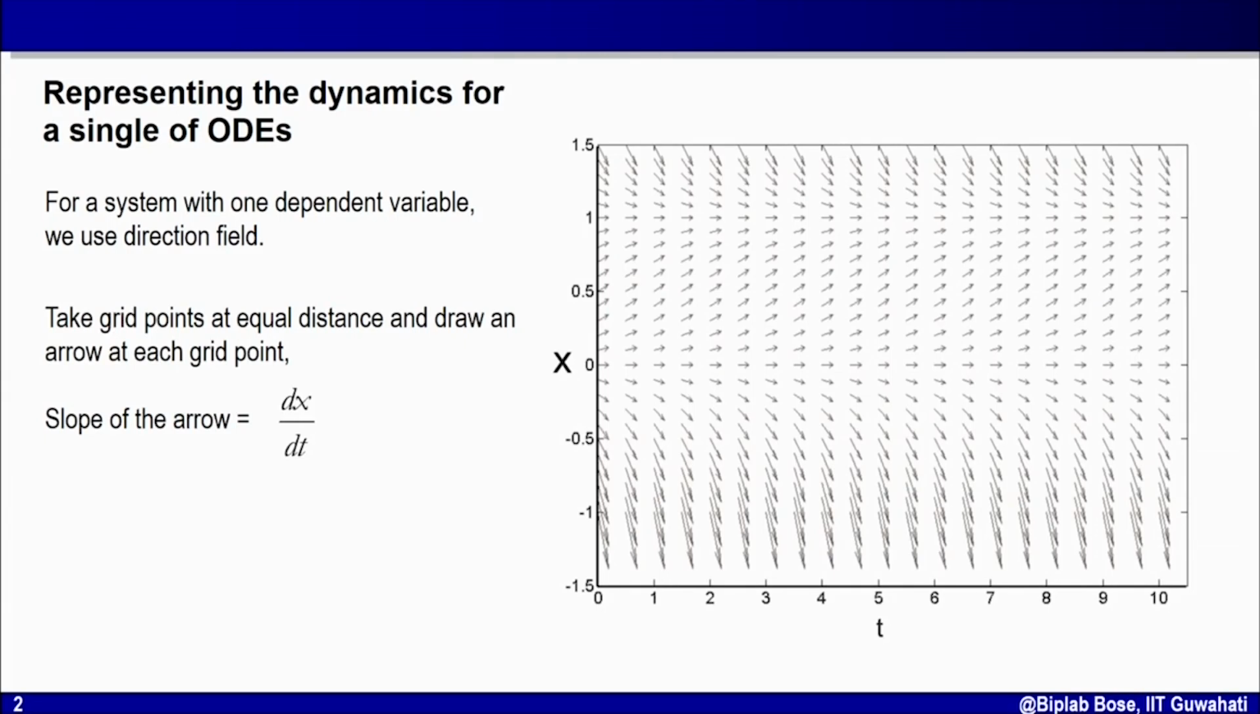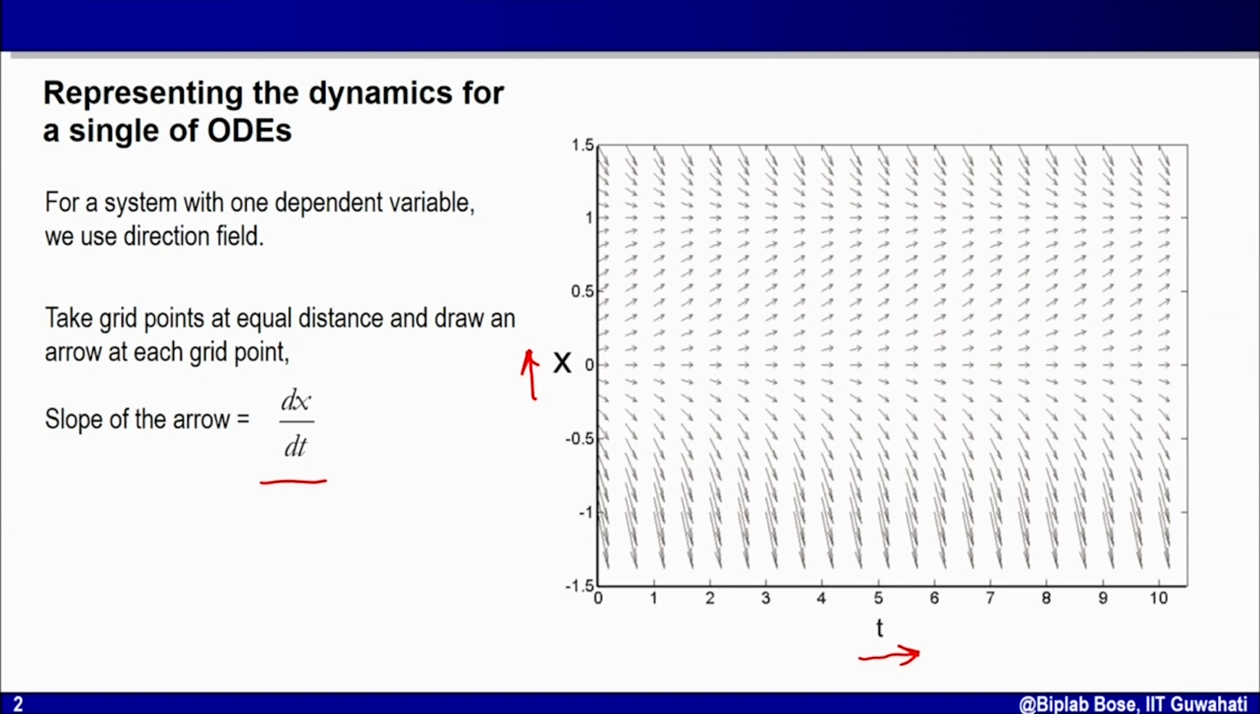So here I have only one ODE representing the rate of change of x with respect to time. In a direction field, I have plotted time in the horizontal axis and the dependent variable x in the vertical axis. Then I divide this whole x versus t plane in equidistant grid points. At each of these grid points, I draw an arrow, and the slope of that arrow is equal to dx/dt. You can calculate dx/dt at each of these points based on the value of t and x and the ODE given to you.